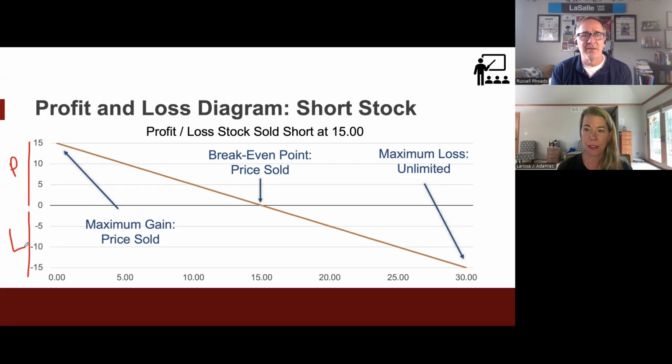And then the maximum loss is unlimited. Theoretically, it is unlimited. My classroom way of making people remember that one is, if you sell short and things go tremendously wrong, you're going to lose the house, the dog, the girlfriend, and then the wife. Actually, I think the girlfriend would go first, but you can potentially lose everything.